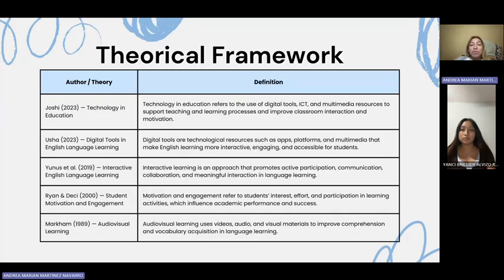In this case, we have some important concepts that we use for this research: technology in education, digital tools in English language learning, interactive English language learning, student motivation and engagement, and also audiovisual learning.